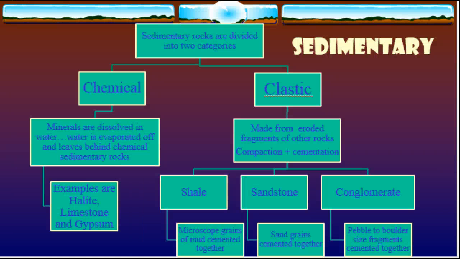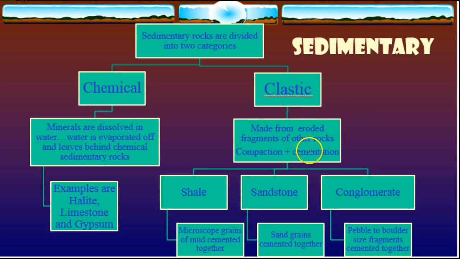Then we have sedimentary rocks, which are formed from sediments, given their name. And we have two ways that this can happen. If they're chemical sedimentary rocks, then they come from minerals that are in the water. The water evaporates and leaves behind these minerals. If they are clastic sedimentary rocks, which is probably more common, then these are being eroded into sediments.